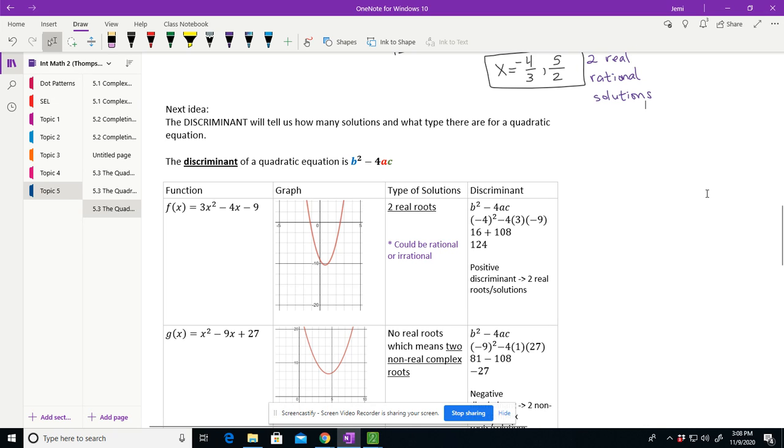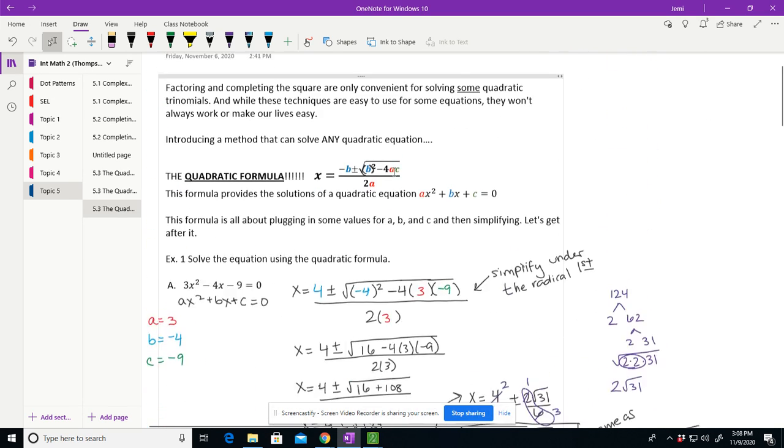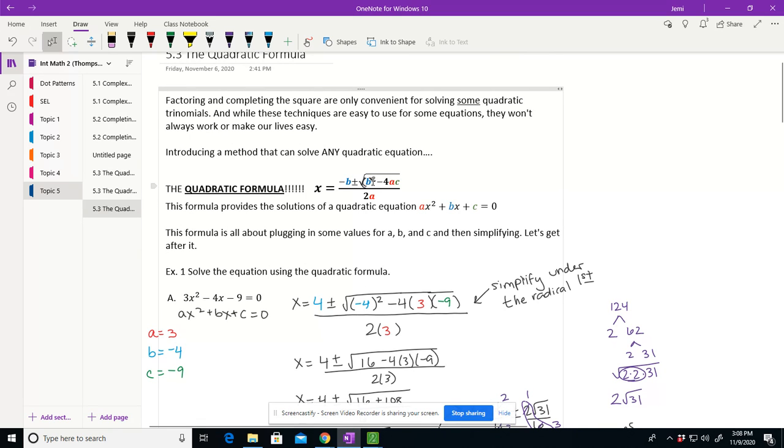So the discriminant of a quadratic equation is b squared minus 4 times a times c. Look at this right here, b squared minus 4 times a times c. It should look really familiar. I'm going to scroll up. B squared minus 4ac. Oh, look at my formula, b squared minus 4ac. The discriminant is just what's underneath the radical for the quadratic formula. We call that the radicand.